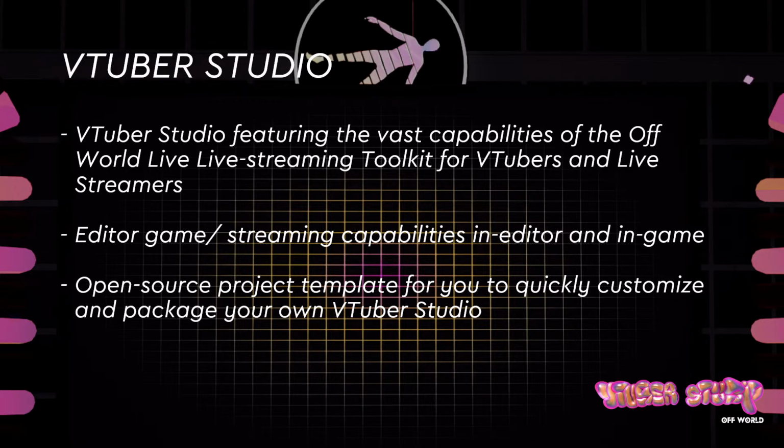The VTuber Studio features the vast capabilities of the Off-World live streaming toolkit for VTubers and live streamers. These capabilities are supported in editor and in game, so it means that you're able to stream in a packaged game as well as in the Unreal editor itself. This project is also open source for everyone to use, quickly customize, and package into your own VTuber Studio. The current project is available for download in the Download Center as well as our GitHub page.